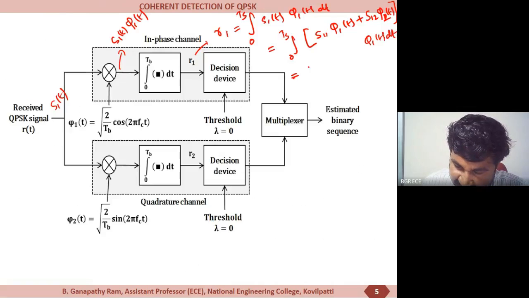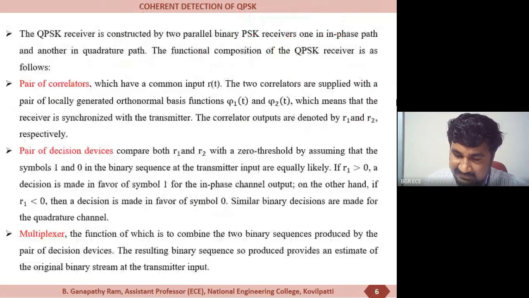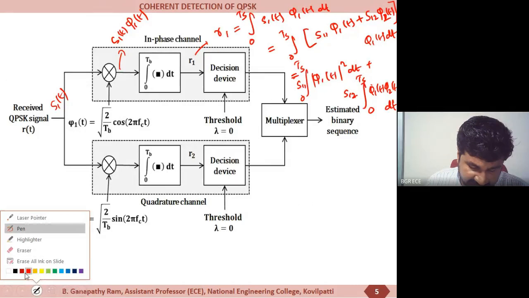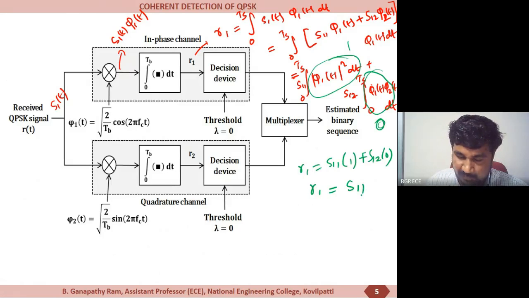Hence, we get integral of 0 to Ts S11 phi1 of t the whole square dt plus S12 integral of 0 to Ts phi1 of t phi2 of t dt. As the orthonormal basis function has unit energy, this term will become 1, and the orthonormal basis functions are orthogonal to each other. So phi1 of t and phi2 of t are orthogonal, and this term will become 0. So R1 becomes S11 into 1 plus S12 into 0. Hence R1 is equal to S11.